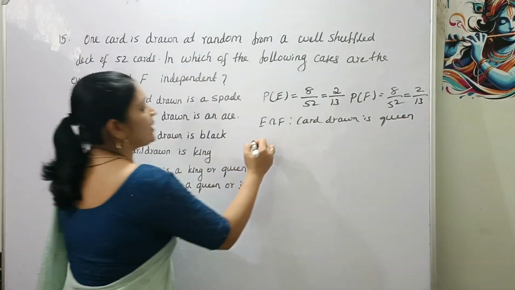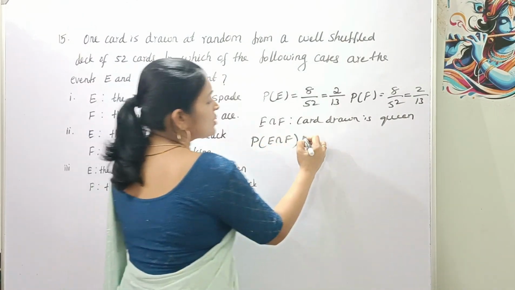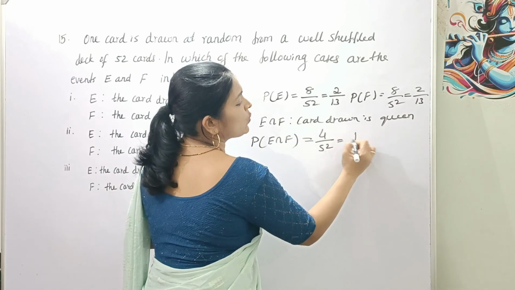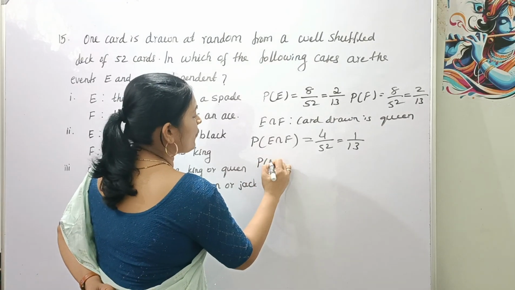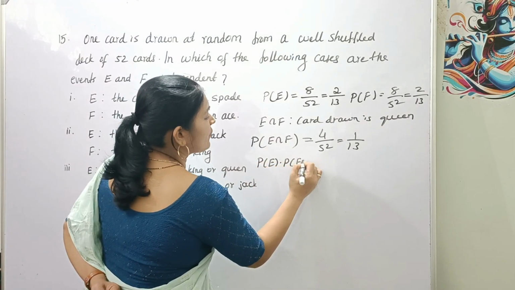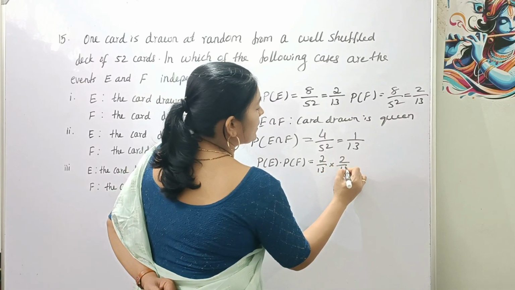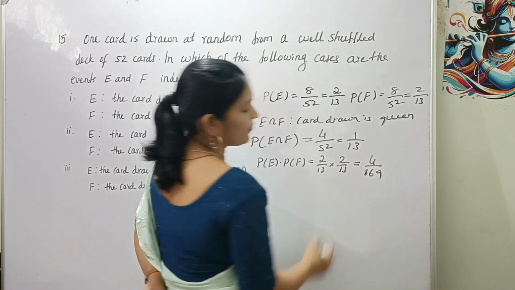Okay. Therefore, what is probability of E intersection F? There are 4 queen cards. So, probability of E intersection F is 4 divided by 52, that is equal to 1 by 13. Now, let's check probability of E into probability of F is equal to 2 by 13 into 2 by 13, that is equal to 4 by 169.